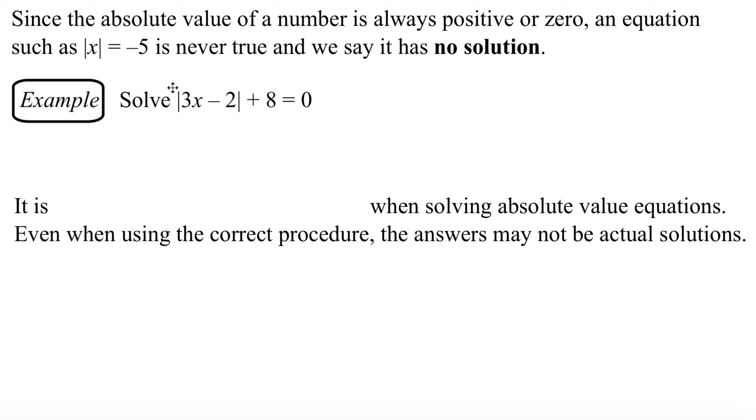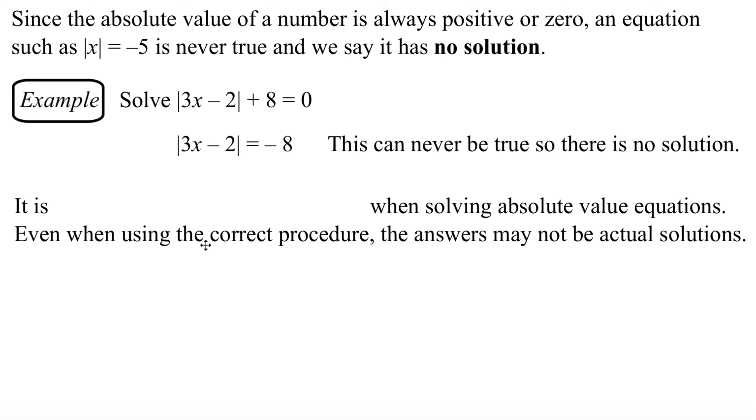Since the absolute value of a number is always positive, when we get something like the absolute value equal to a negative, we say there's no solution. And here's an example of that. Remember I said you have to isolate the absolute value first, so we need to get rid of this negative 8. So we're going to subtract 8 from both sides. And this can never happen. When can the absolute value be negative? Never. So there's no solution. Whenever you see a negative on the right and you just have an absolute value on the left, it's no solution.